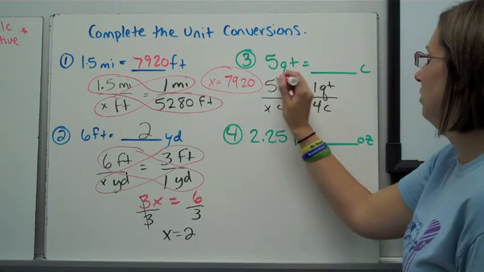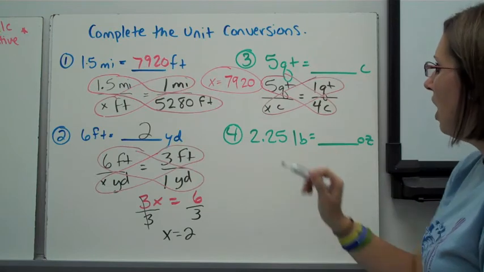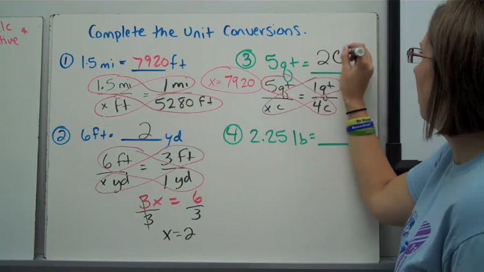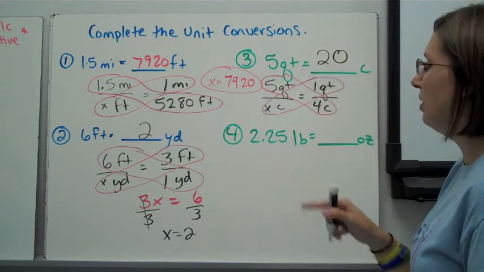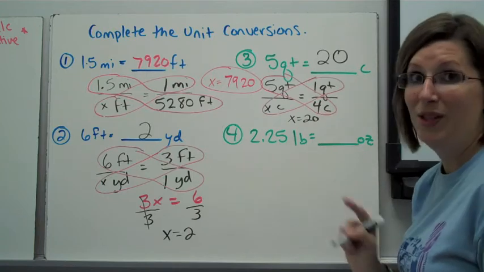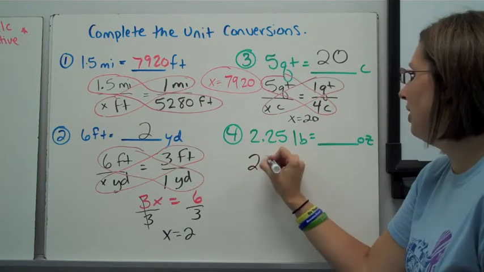So this is what cross multiplying proportions looks like. 5 times 4 is 20. And 1 times x is just 1, so I know that 1x equals 20. That was my answer. That was an easy one. Okay, let's try the next one.